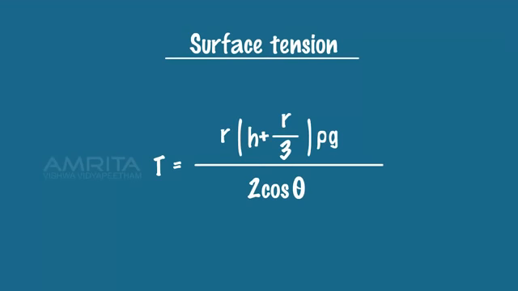We can calculate the surface tension of water using the formula. Surface tension T is equal to (R into (H plus R divided by 3)) into rho into g, the whole divided by 2 cos theta.